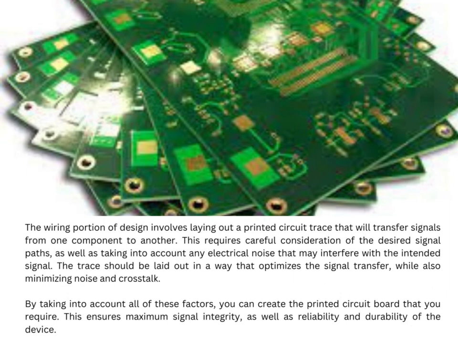The wiring portion of design involves laying out a printed circuit trace that will transfer signals from one component to another. This requires careful consideration of the desired signal paths, as well as taking into account any electrical noise that may interfere with the intended signal. The trace should be laid out in a way that optimizes the signal transfer, while also minimizing noise and crosstalk. By taking into account all of these factors, you can create the printed circuit board that you require. This ensures maximum signal integrity, as well as reliability and durability of the device.